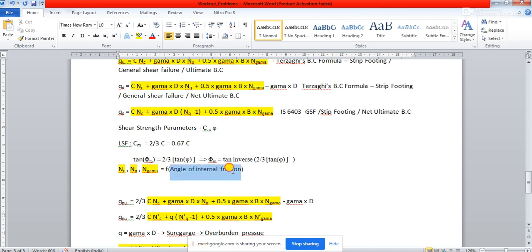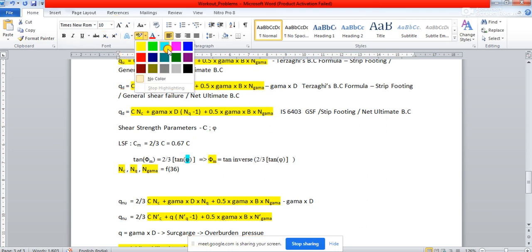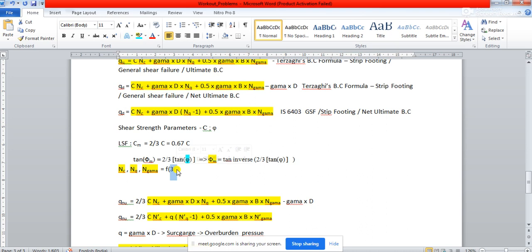If you put 36 degrees here, you find the NC, NQ, N gamma value for 36 degrees. When you change this value from 36 degrees to the mobilized value, which will be lesser than phi, let's say the mobilized value becomes something like 31 degrees, then for 31 degrees you are going to get some different value than for 36 degrees.